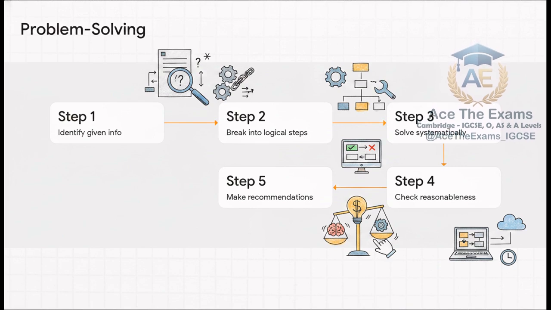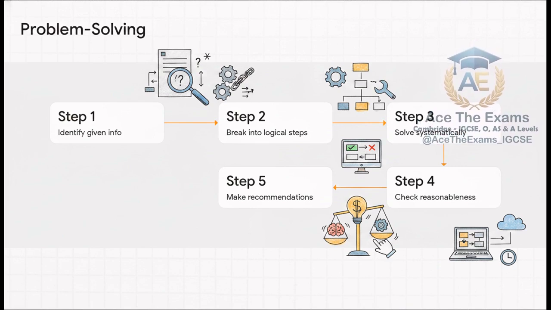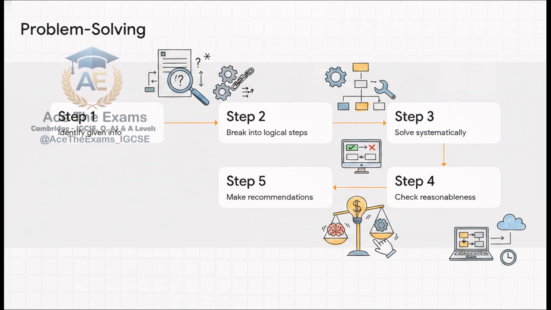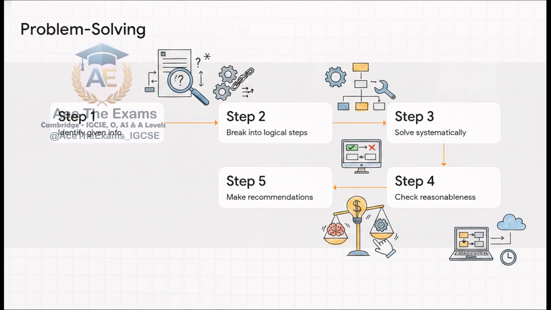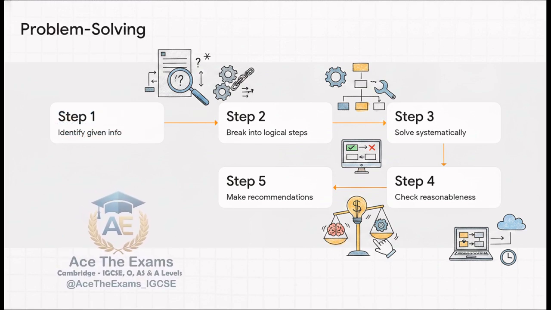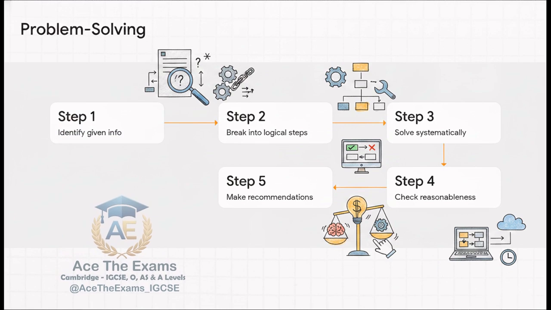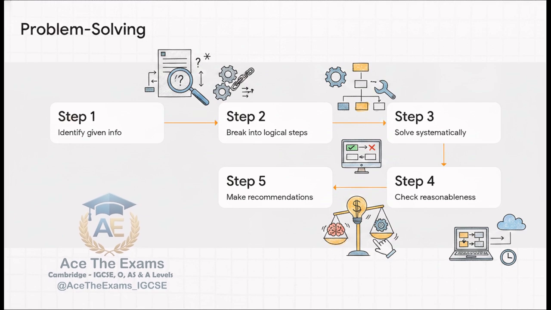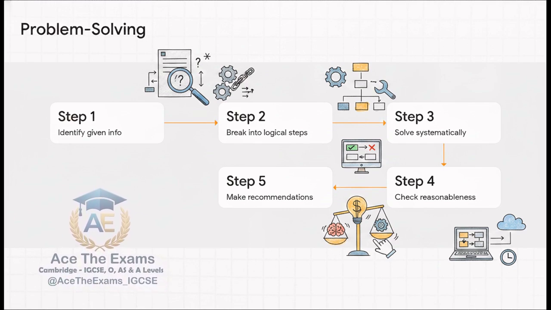Step 1. Identify given information. Grab your pen and highlight the command words in the scenario context immediately. Step 2. Break it into logical steps using our Peel framework. Step 3. Solve systematically. If the question asks how to optimize a sluggish computer system, systematically suggest disk defragmentation for HDD read speeds, then formatting to clear corrupt file systems, and finally deleting redundant files to free up absolute storage.